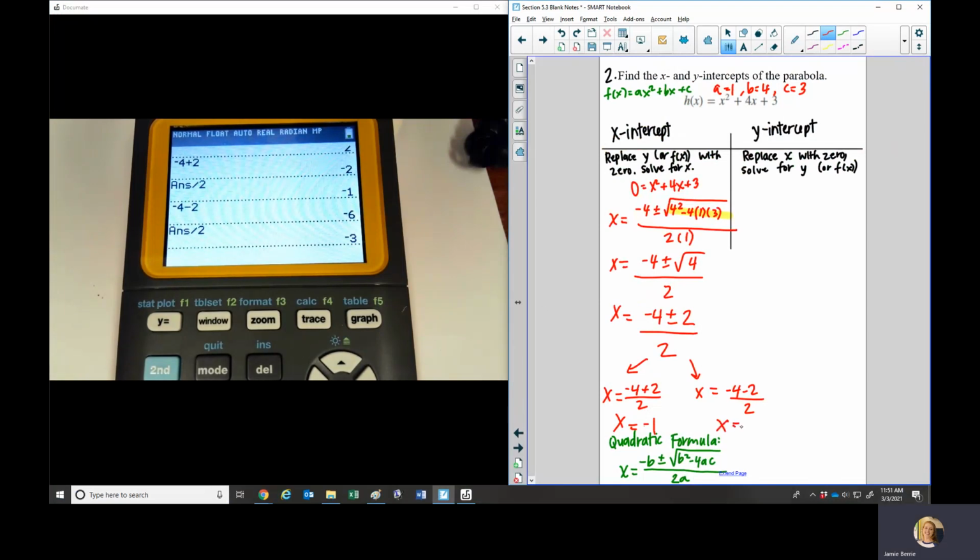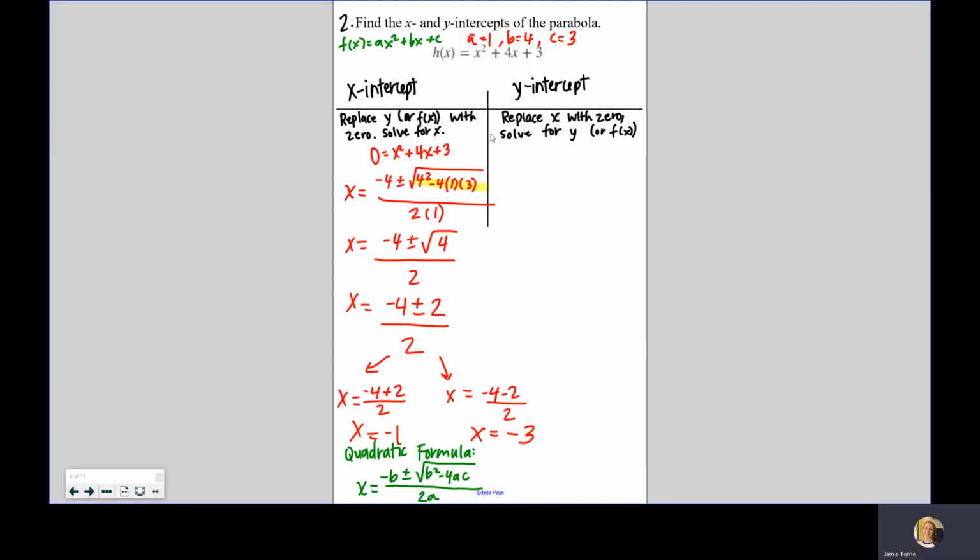So notice how I'm doing that in 2 steps. I plug the numerator in first, and then I divide by the denominator. So that's our x-intercepts. Now let's find our y-intercept. The y-intercept is a lot easier to find compared to the x-intercept.